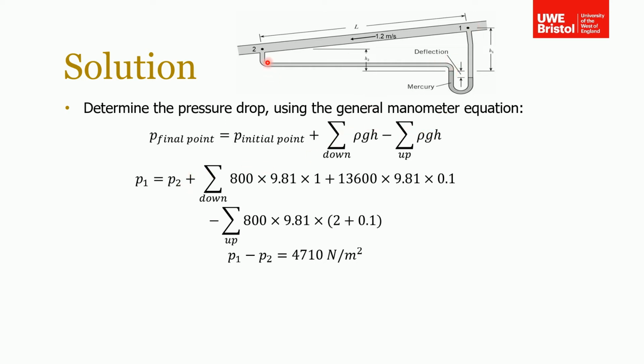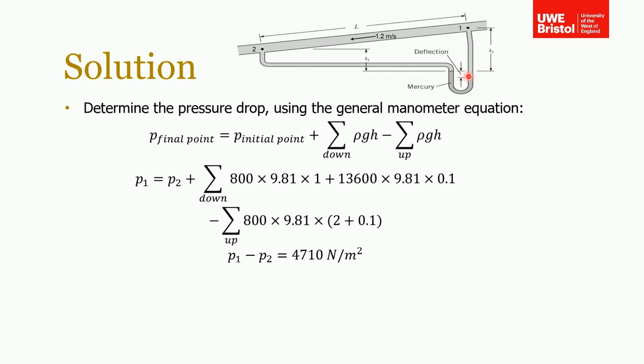So if we start at point 2 here, and we're going to go up to point 1, then we don't know what these pressures are. That's what we're trying to find out. So if we go down, we go from here down to here. So we go down the density of the oil, which is 800 times gravity times 1 meter, which is H2. From here, then we've got to go down to this level here, which is density of mercury, which is 13,600 times gravity times, in the question we were told that deflection was 0.1. As we go around this U-bend, we know that the pressure on this side is going to be the same as the pressure on this side.